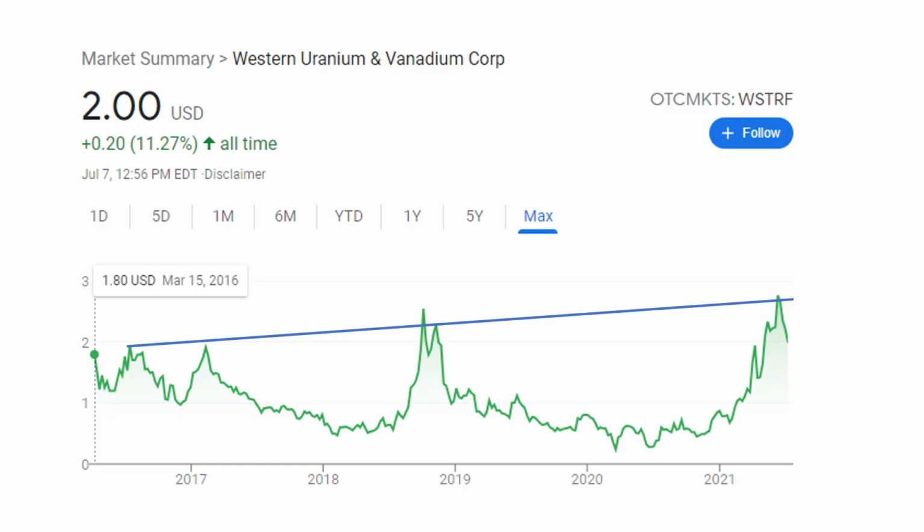Western Uranium and Vanadium Corp, you can see this big long-term perspective. Just looking at this guy, we've got an uptrend line, it hit its head, and we're coming on back. Is it going to do another bull shape, or is it going to do another cup and handle? We'll see what happens.